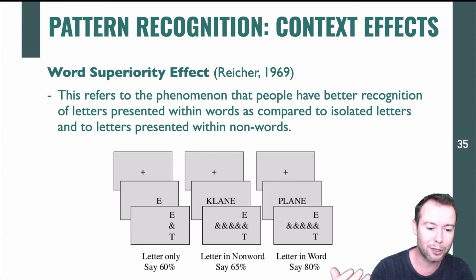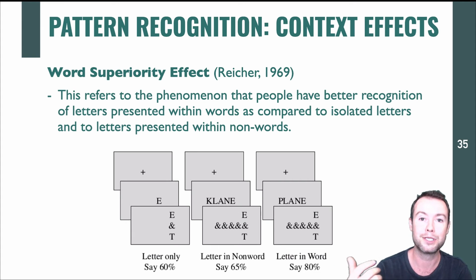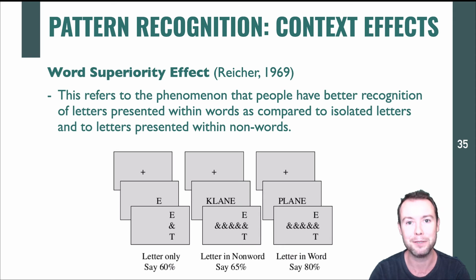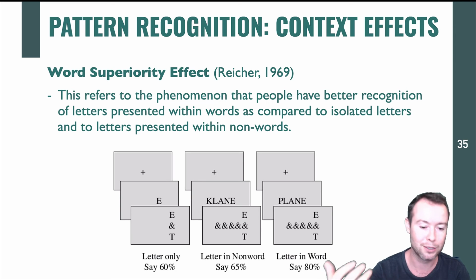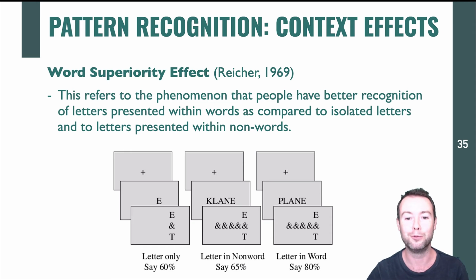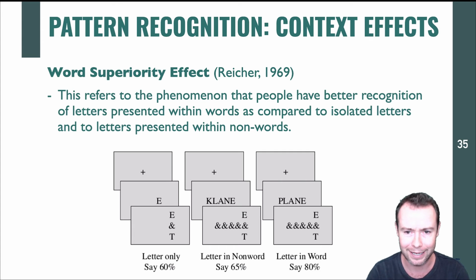The interesting one is when you flash up an entire word, so in this case the correct word, plain, and then you ask people, in that final letter position, was there an E or a T? Accuracy improves to 80%. So there seems to be some paradoxical benefit here of making it easier when that letter is presented within the context of an entire word.